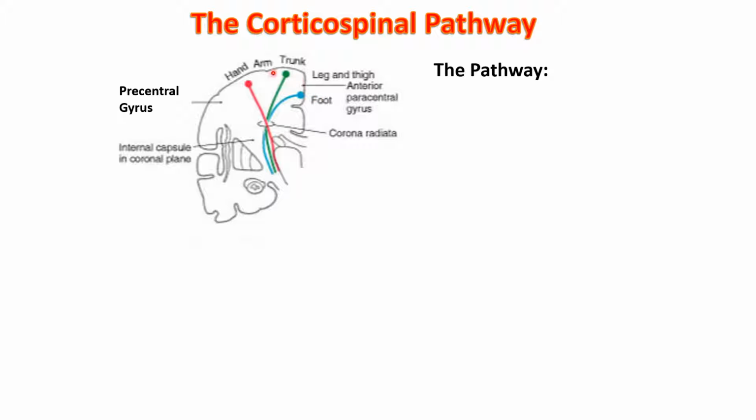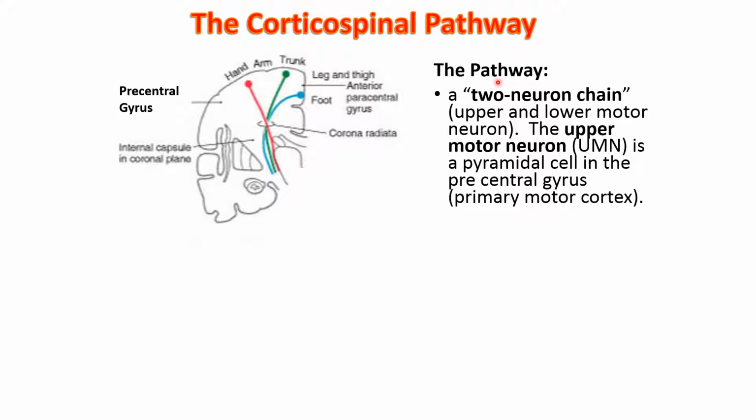And this separation will be maintained to some extent all the way down through the spinal cord. The pathway is a 2-neuron chain, an upper motor neuron and a lower motor neuron. The upper motor neuron is a pyramidal cell whose cell body is sitting in the precentral gyrus, also known as the primary motor cortex or Brodmann area 4.